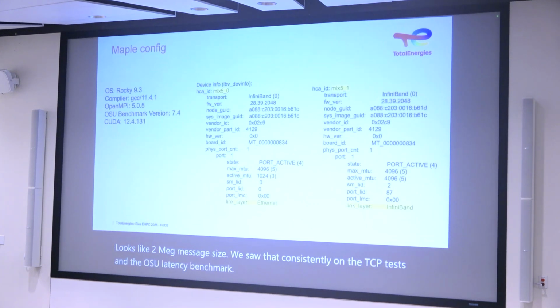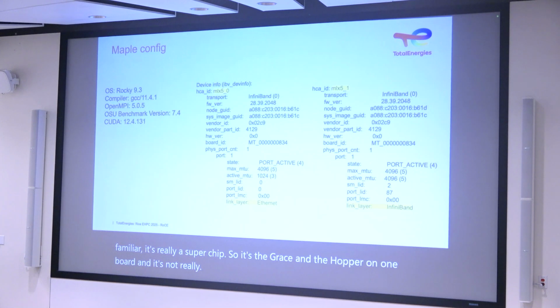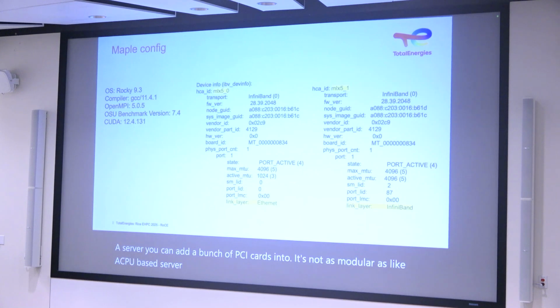This is the Maple config. So Maple is the Grace Hopper platform. And the Grace Hopper platform, if you're not familiar, is really a super chip. So it's the Grace and the Hopper on one board. And it's not really a server you can add a bunch of PCI cards into. It's not as modular as a CPU-based server. So there was an onboard Mellanox card, but it's dual port.